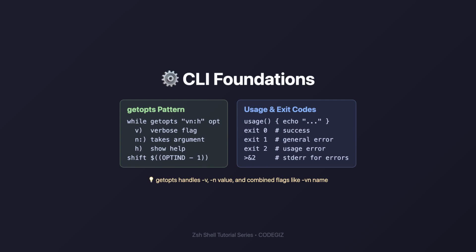A usage function shows how your tool works when users ask for help. Exit codes matter. 0 means success, 1 means error.